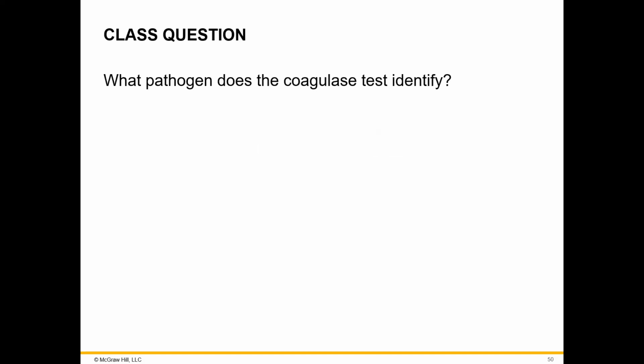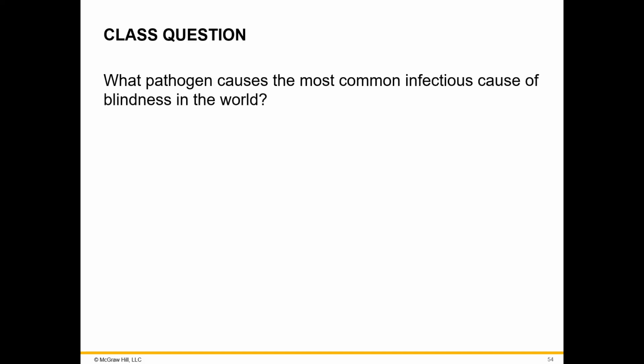So which pathogen does the coagulase test identify? We're just going to ask the class. Staphylococcus aureus with that one. Which organism causes gas gangrene? Clostridium. This is Clostridium perfringens. Measles. What is measles caused by? Virus, bacteria, prion, or protozoa? Virus. Excellent. What disease does the variola virus cause? Smallpox. Excellent. And then what pathogen is the most common infectious cause of blindness in the world? Trachoma, Chlamydia trachomatis. Yep. Great job.